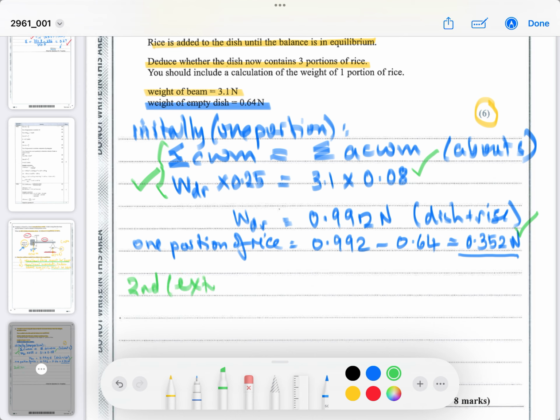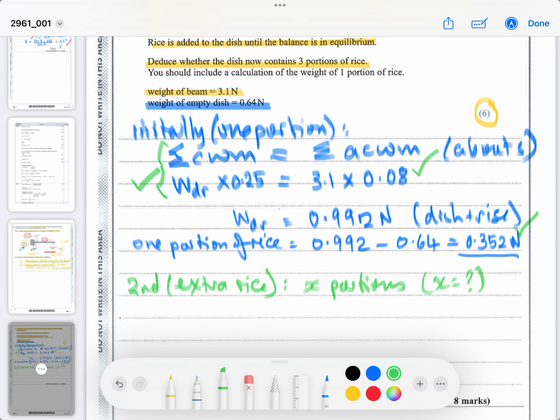Now, the second situation, with extra rice. Secondly, with extra rice, now we need to do it again. Again, the sum of clockwise moments equals the sum of the anti-clockwise moments. And this time, we know that the extra portions, yeah, so we're going to have x portions. And we're going to find out how many x is. So x equals question mark. All right, so I'm going to just try to write this out in the space with my big writing.